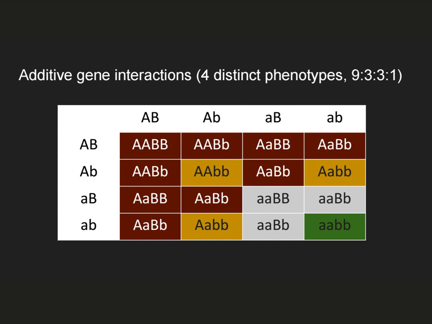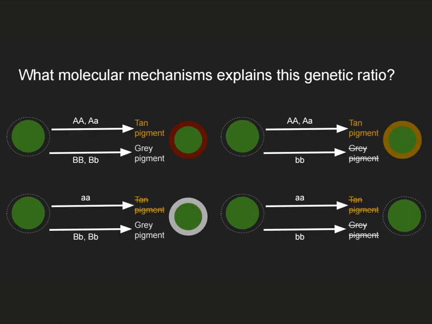And now exactly where I put tan and where I put green could be flip-flopped, but you can see what's happening here is that for the tan, the way I have it, the tan individuals have at least one copy of the big A allele, but no copy of the big B allele. And the gray individuals have at least one copy of the big B allele, but no copies of the big A allele. Now, we can think, what kind of molecular mechanism would explain this genetic ratio? And you can flip back between this slide and the Punnett square on the slide before to see where I'm going with this.